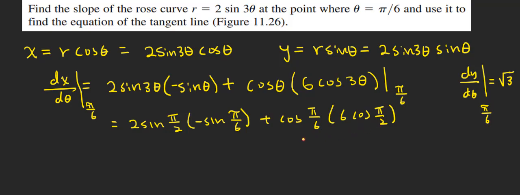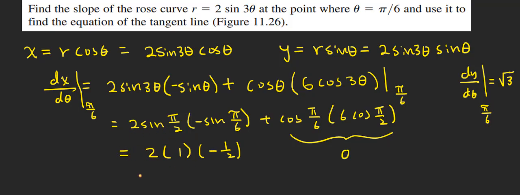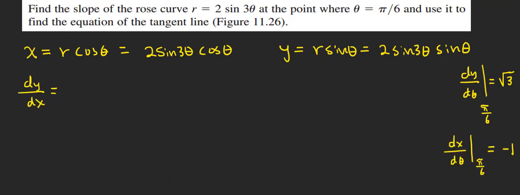And cosine of pi over 2 is 0, so this whole thing goes to 0. And sine of pi over 6 is 1 over 2, so that becomes negative 1 over 2. And sine of pi over 2 is 1. You have 2 in front of it, so you get negative 1. So dx over d theta at pi over 6 is negative 1. So therefore, dy over dx is going to be dy over d theta, which is radical 3, over dx over d theta, which is negative 1.